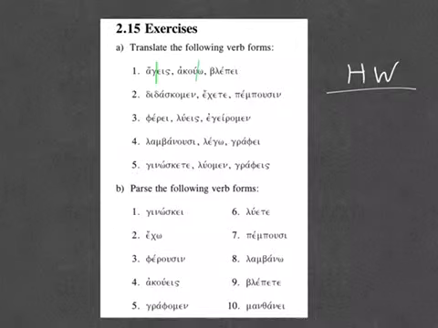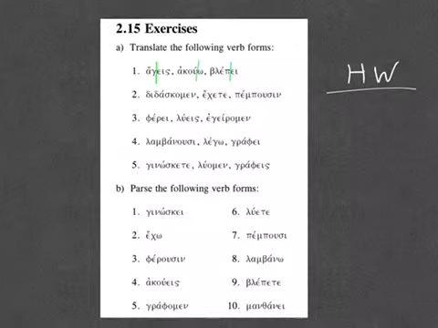Number 2, blepei. We just did this one, I believe, right? Yeah. Let's see if we could do it again. Where would we divide the word? Blep, yep. And the ei. And so blep would be I see, right? Or blepo would be I see. So blep would be see. And the ei is? So he sees. Yeah.